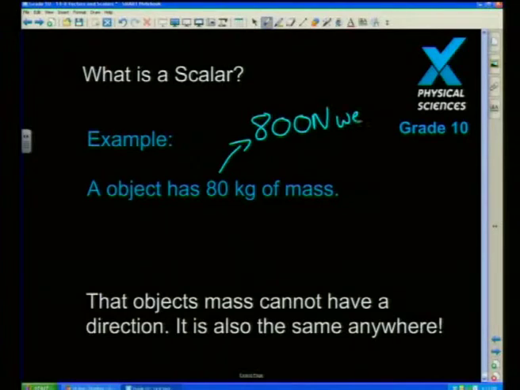Now you might say, okay, well, where's the direction for weight? Well, you try throw something up. What immediately starts to happen? What direction does weight always act in? All of a sudden now we've got a quantity which requires a direction. And that's where we come in for the need of vectors.